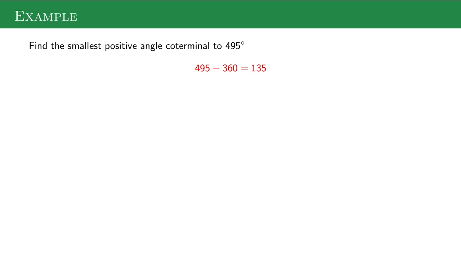How do I know it's the smallest one? Because if I did this again and subtracted another 360, I'd get a negative angle. So pretty much any answer that's under 360 is your smallest coterminal angle, because if you subtracted 360 again, you'd get a negative.